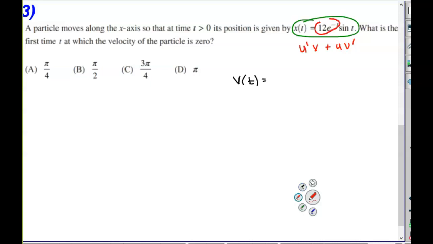Let's take the derivative of the first. My first function is 12 e to the negative t. So the derivative of 12e to the negative t is exactly itself, except there's a chain rule here, because if I take the derivative of the exponent, I'll have a negative 1. But instead of multiplying by a negative 1, we're just going to put a negative out in front. So that's the derivative of the first part. And then we're going to multiply by the original second plus the original first times the derivative of the second. Derivative of sine, cosine. So there's the product rule.